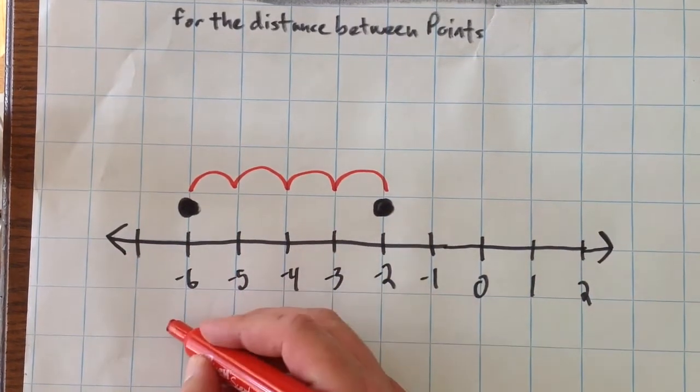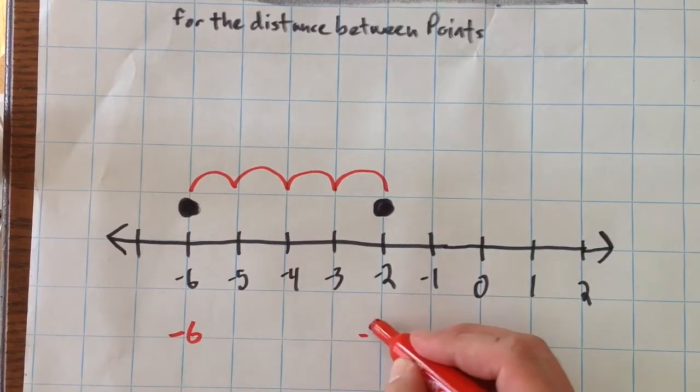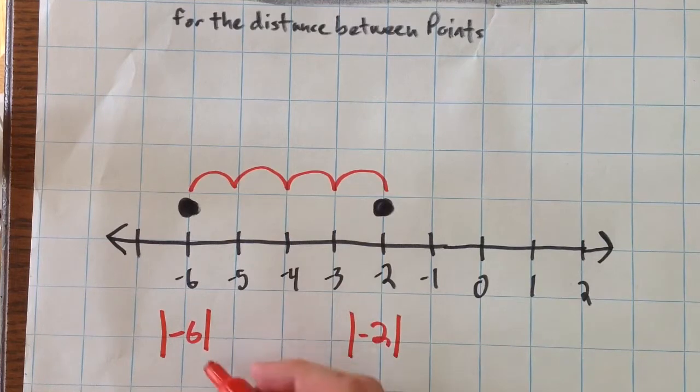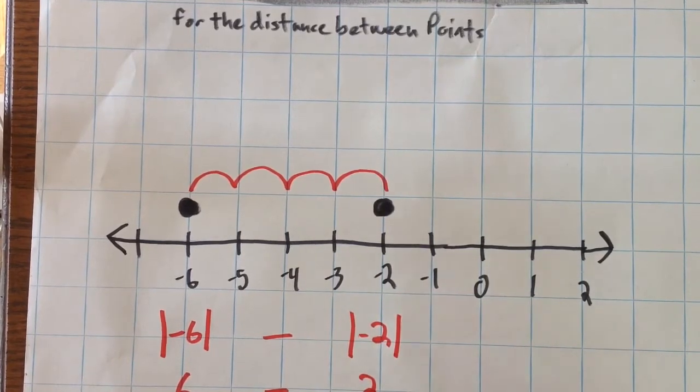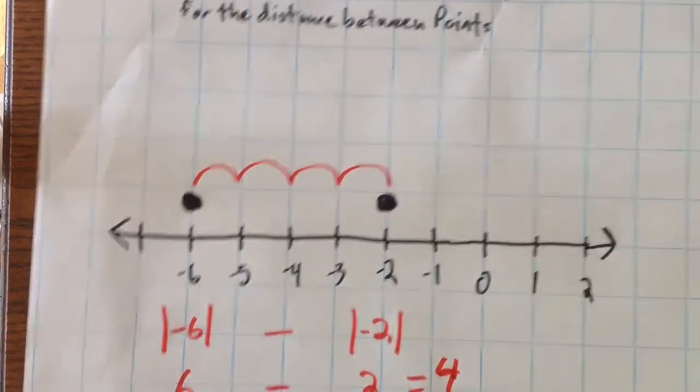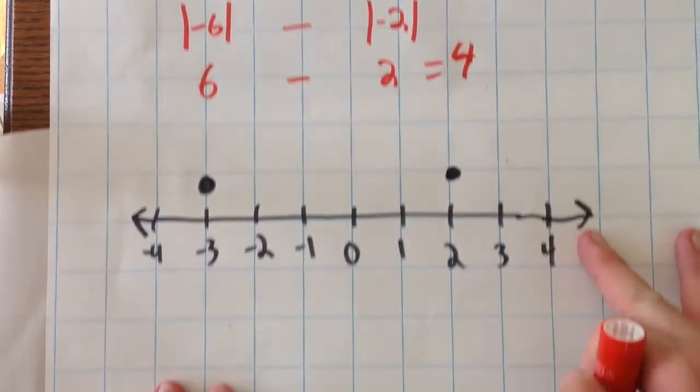Now, if we were to write this as an expression, we would actually write it as the absolute value of -6 minus the absolute value of -2. We would subtract because subtraction means difference, and we're finding the difference between 2 points that are on the same side of 0. So, once we find the absolute values, 6 minus 2 is 4. Let's look at another example.